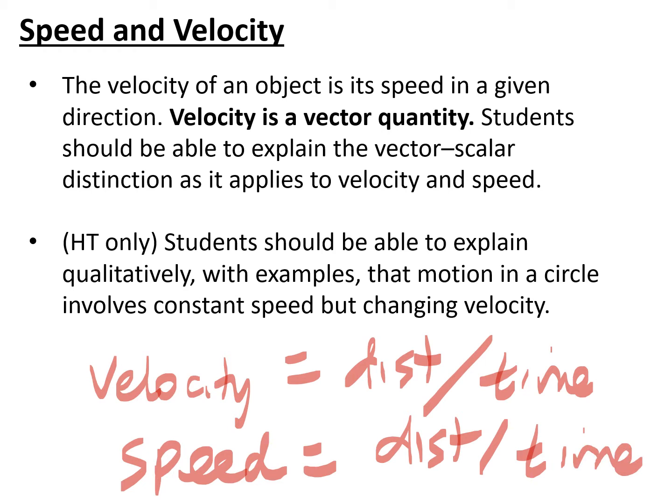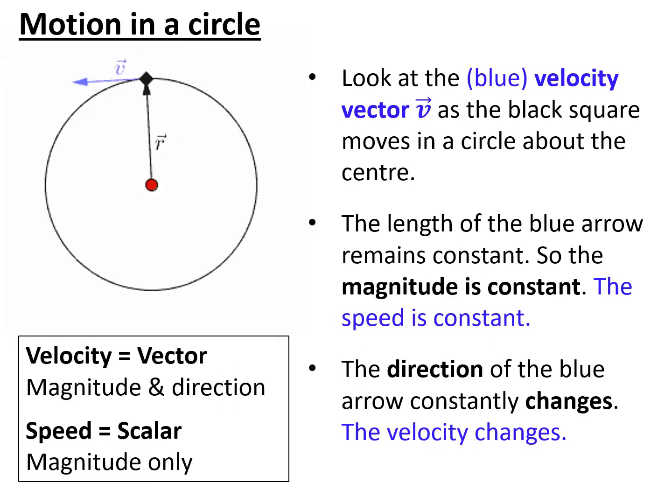So they're very, very similar to each other, but let's highlight this. Velocity is a vector and speed is a scalar. So there is a difference between the two. Let's have a look at what we mean by the difference.